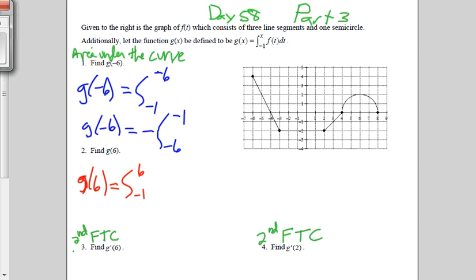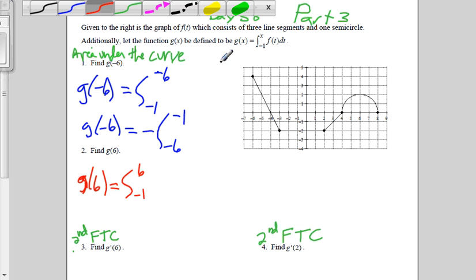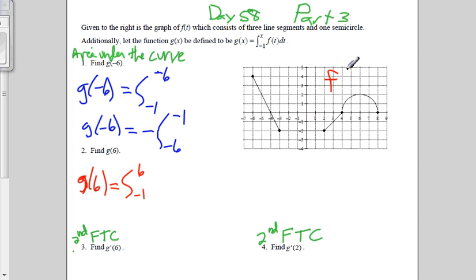So, given to the right is the graph of f of t. And again, whenever you get that, you should probably label it. It consists of 3 line segments and 1 semicircle. Additionally, let the function g of x be defined as g of x equals the integral of f of t dt from -1 to x. Okay, so 1 and 2 are find g of -6 and find g of 6.